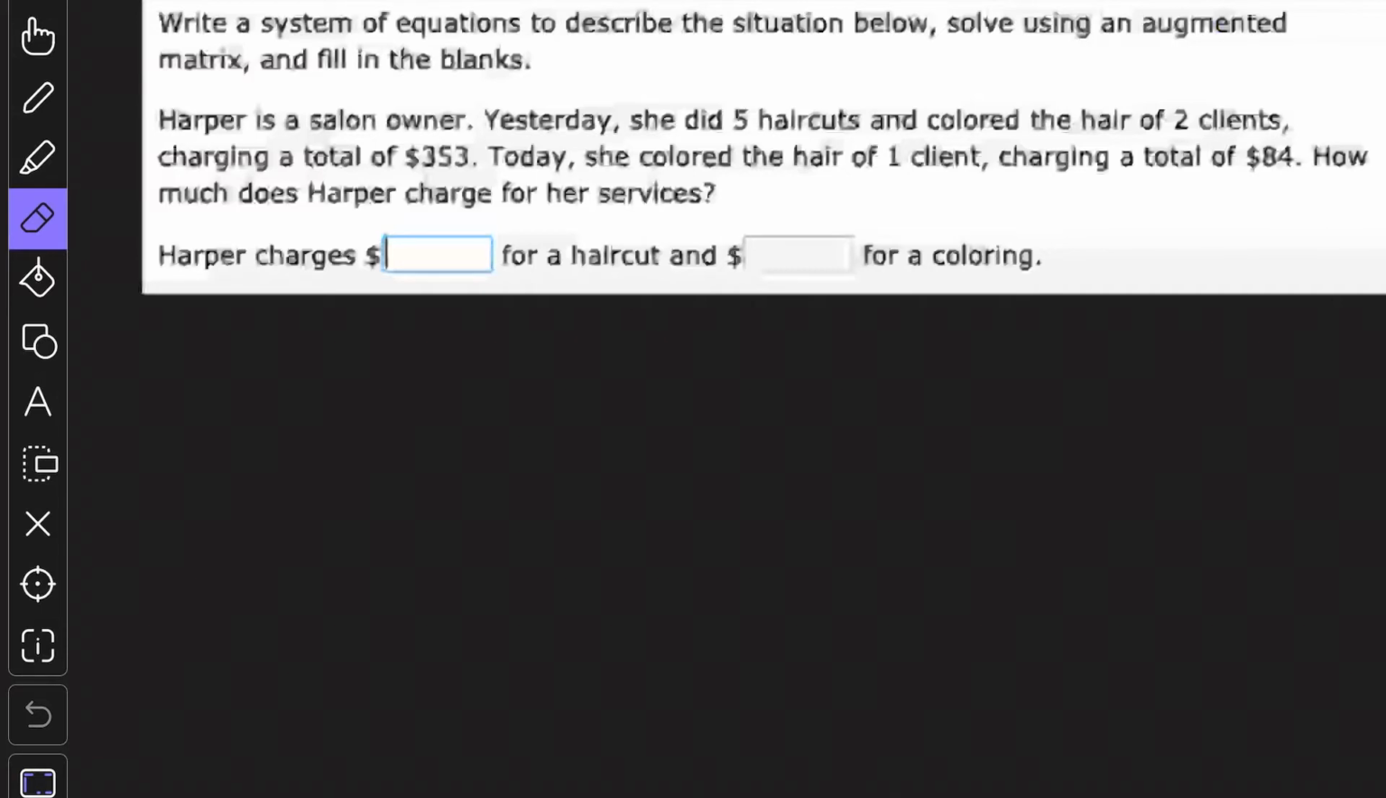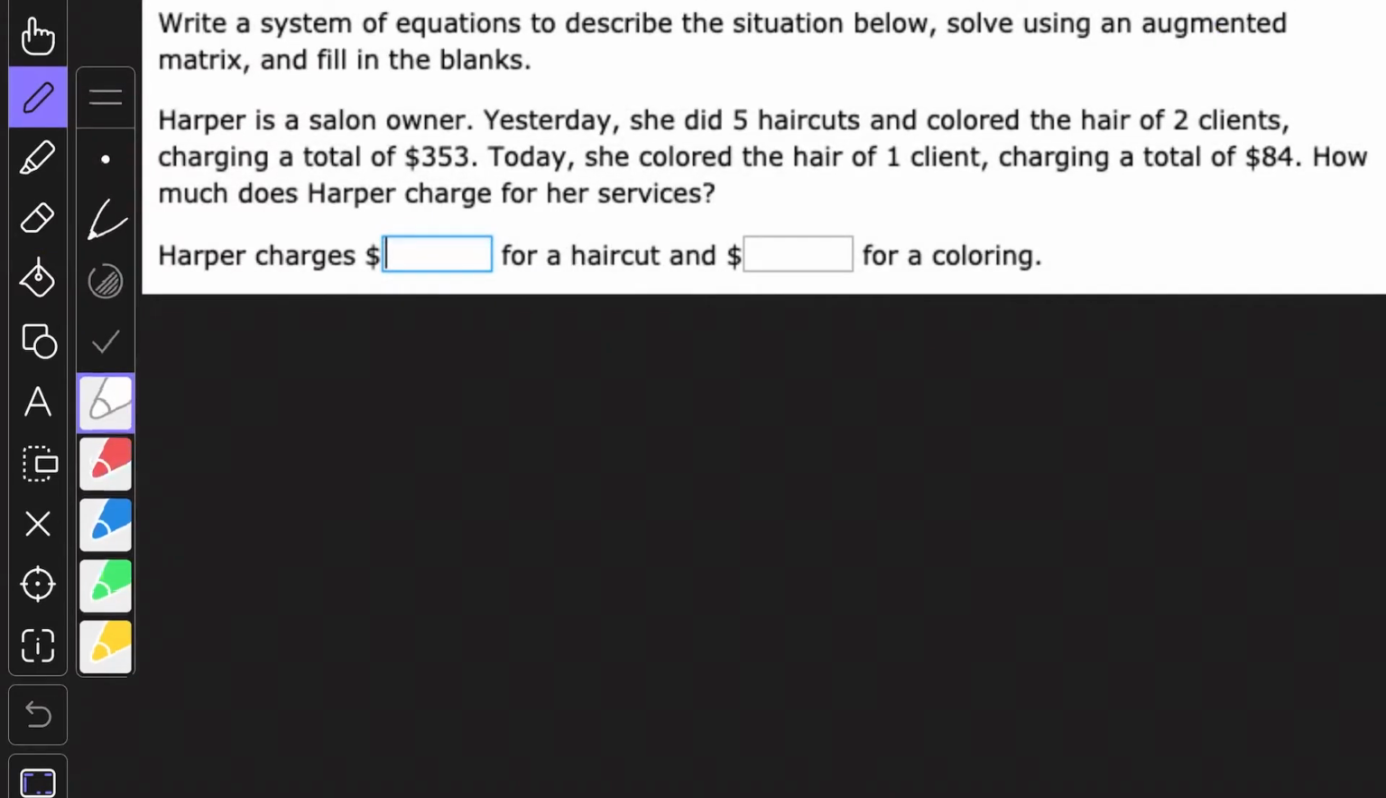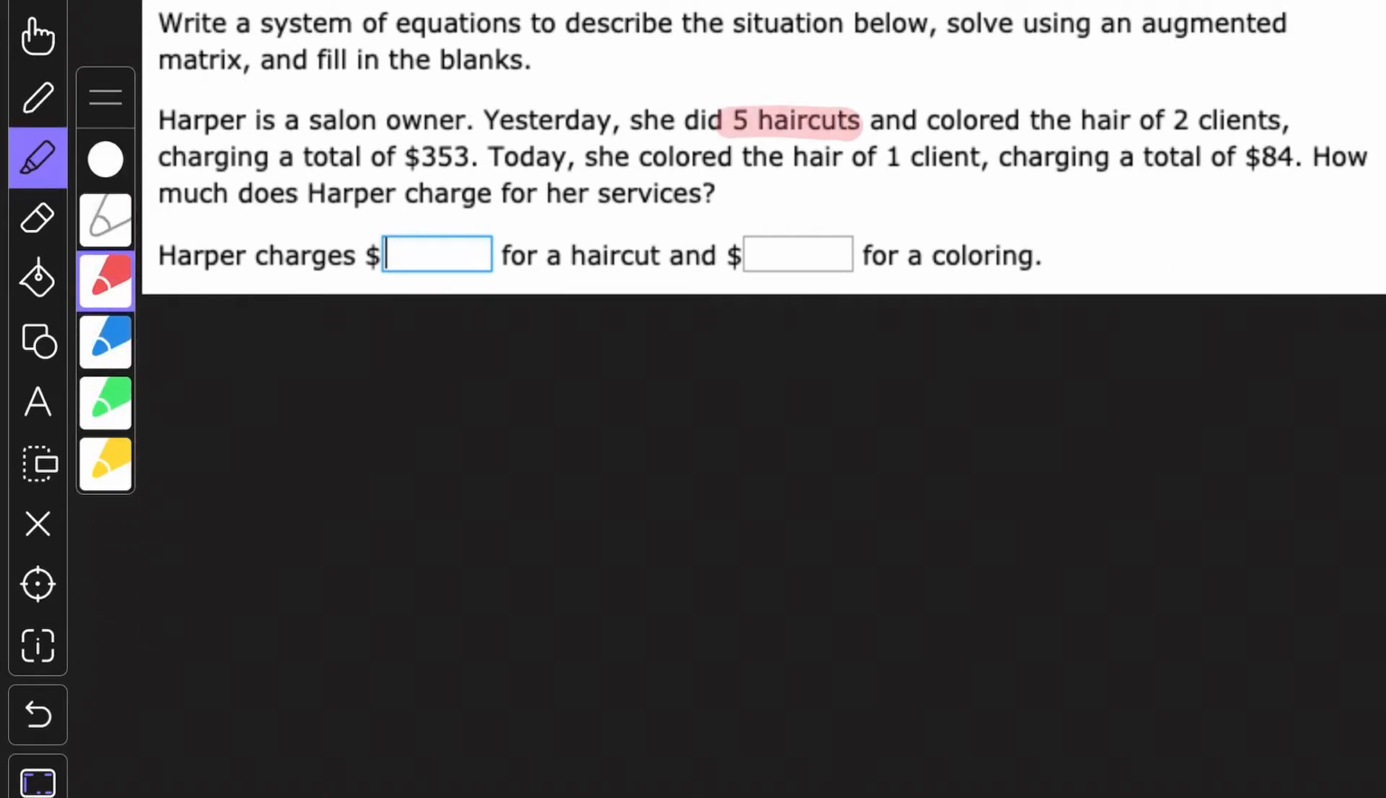They want us to write a system of equations to describe the situation below. We're going to solve it using an augmented matrix, and we're going to fill in the blanks. It says that Harper is a salon owner, and yesterday she did 5 haircuts and colored the hair on 2 clients, and that she charged a total of $353. Today she colored 1 client's hair, and that was $84. So that means no haircuts. I want to turn this into a system of equations.